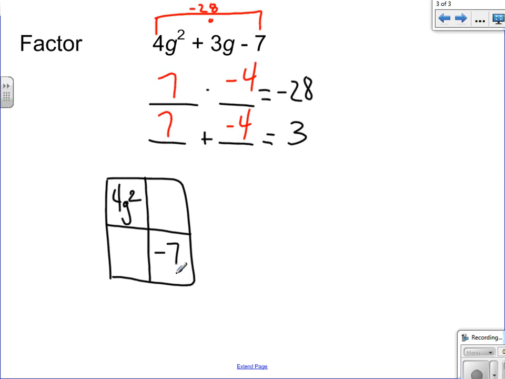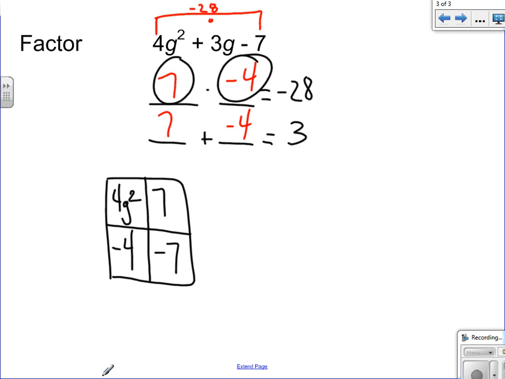negative 7. And then along this diagonal, we're going to fill in these two boxes with the numbers that we found to make the magic happen. And the order doesn't matter, meaning I could put 7 in this upper right box, or I could put 7 in this lower left box. It doesn't matter.